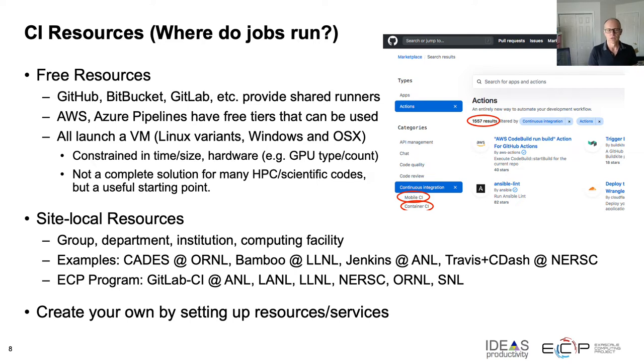You might need to turn to site local resources, where a particular organization or subgroup within that organization provides more complete or comprehensive resources for testing. And many organisations do this. The national labs in particular pretty much all have continuous integration infrastructure that you can utilise. The Exascale Computing Program is also working with those laboratories to extend CI infrastructure to the significant leadership facilities and the larger HPC systems in order for them to be utilized for continuous integration.